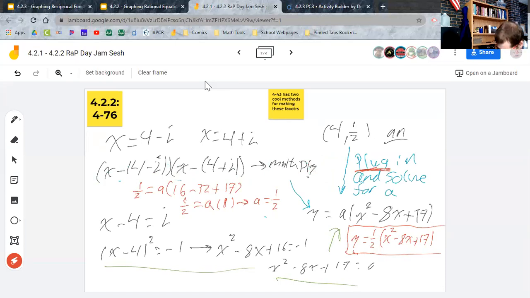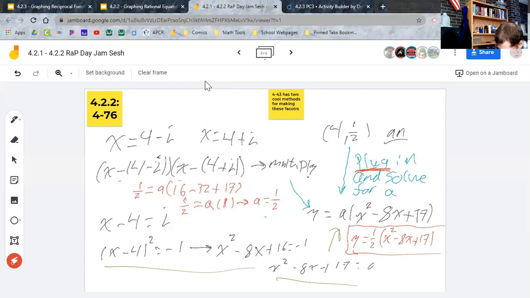And that's fine. The other method is this: I'm going to take this one, just because i is positive here. What I'm going to do is get rid of the i, that's the plan. To do that, I'm going to subtract 4 from both sides. So I get x minus 4 equals i.